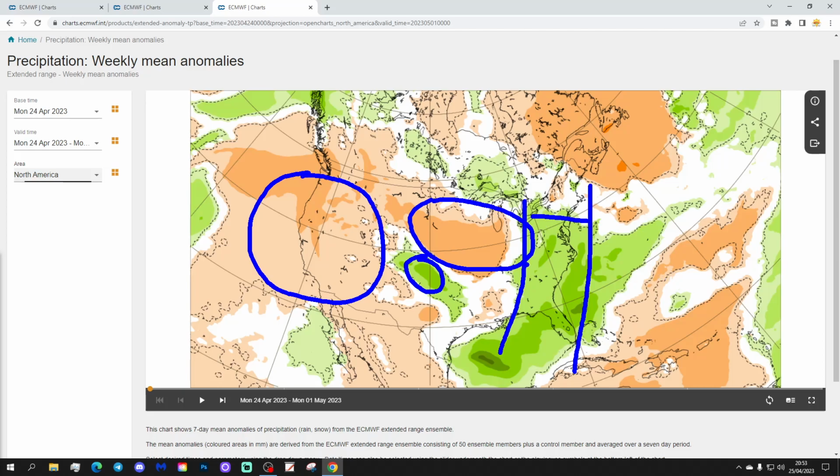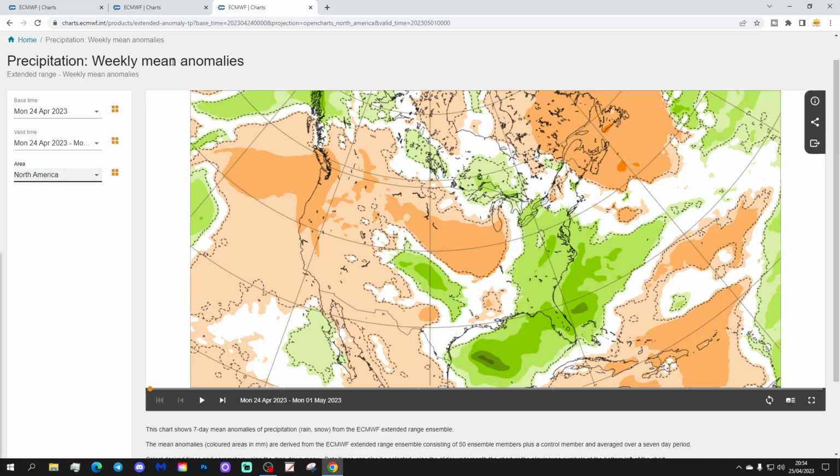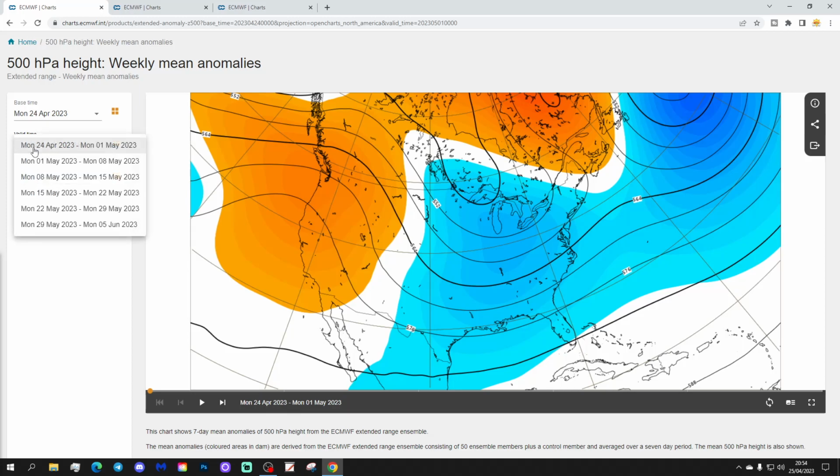We haven't got these wet conditions over in the east. If it is cold enough and mountainous enough, undoubtedly there will be the risk of some snow. And up here in these northern states as well, there could again be a risk of some snow in those northern parts of America if it is cold enough.